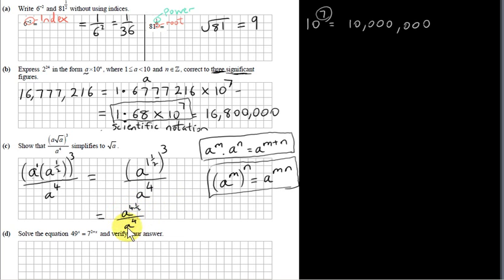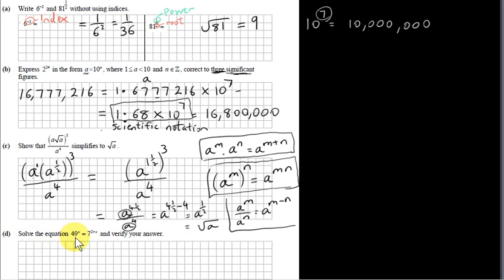Now, we're dividing here. We're dividing two terms that have the same base. We covered that in an earlier video. We say a to the power of m divided by a to the power of n, then we get a to the power of m minus n. So when we divide, we subtract the powers. We take the power on top and subtract the power underneath. So we get a to the power of 4 and a half minus 4. 4 and a half minus 4 is a half. What is a to the power of a half? It's the square root of a.